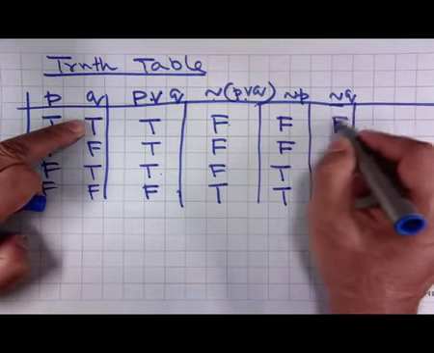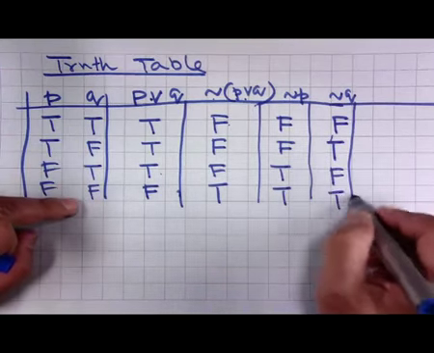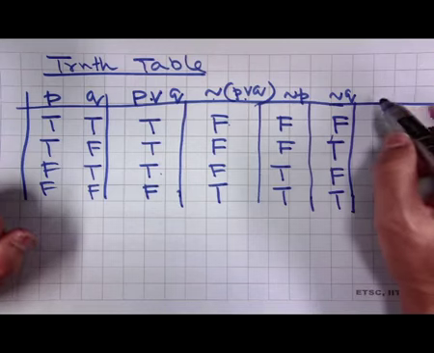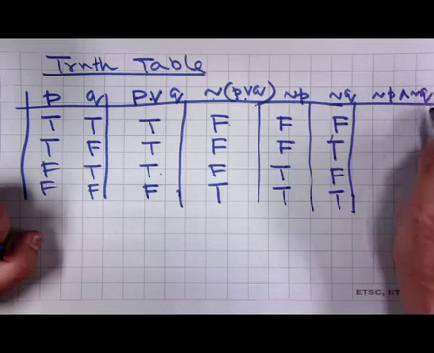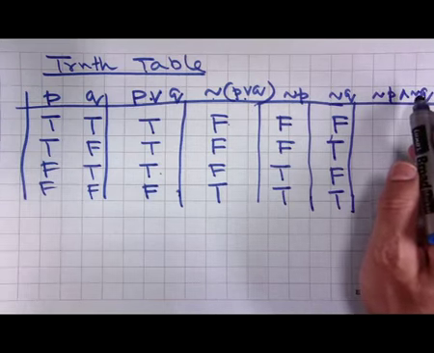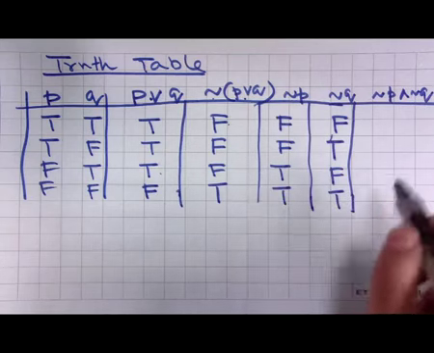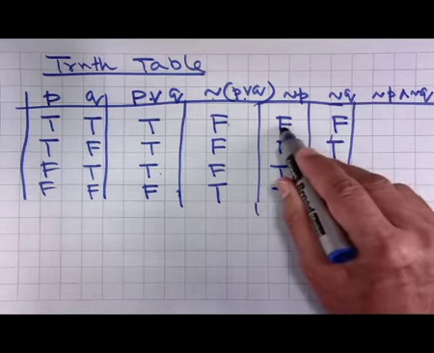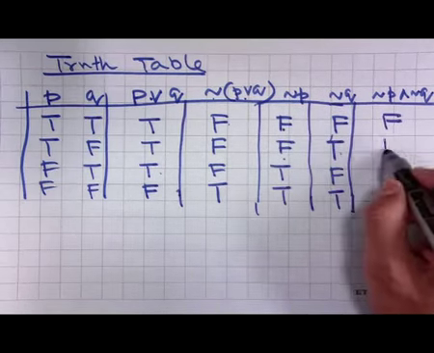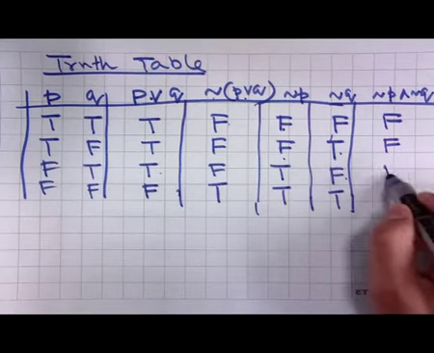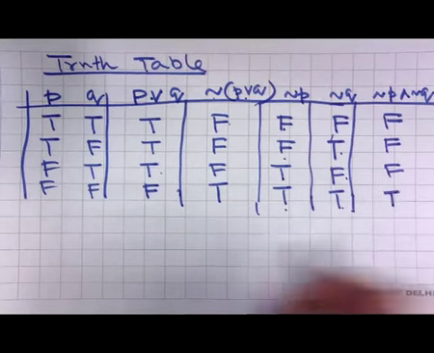So, this is F, T, F, T. Therefore, not of P and not of Q will be true only if both the elements are true, otherwise it is false. And so, it is false. F and F is F, F and T is F, T and F is F, and T and T is true.